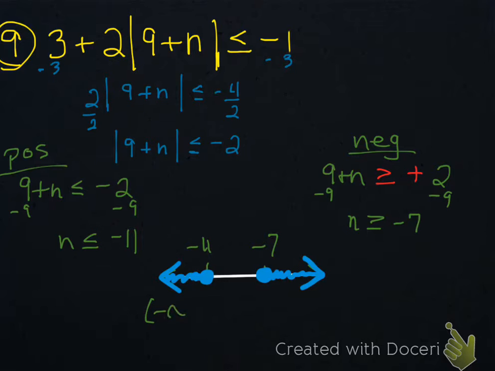Now we're going to do interval notation, -infinity to -11, bracket. Why bracket? Got that closed dot. Remember the U shape, and then we go -7 all the way to +infinity.